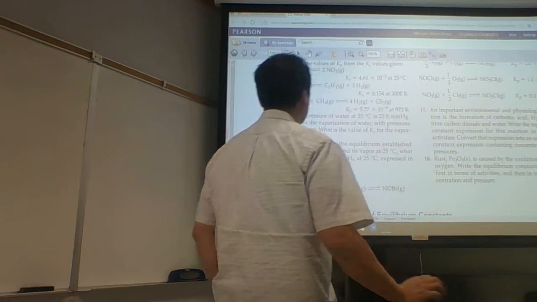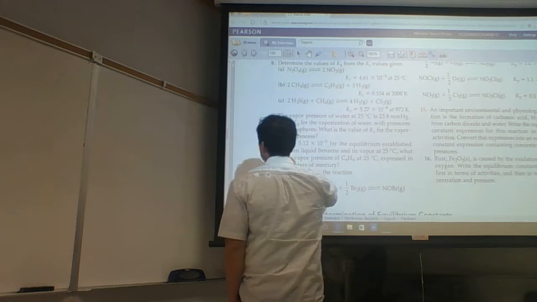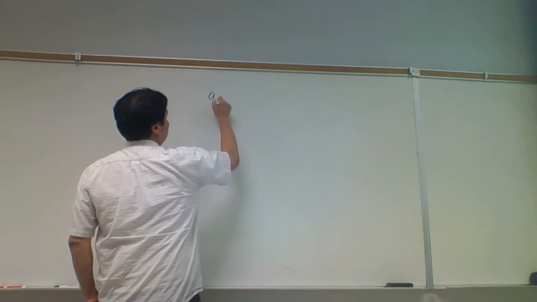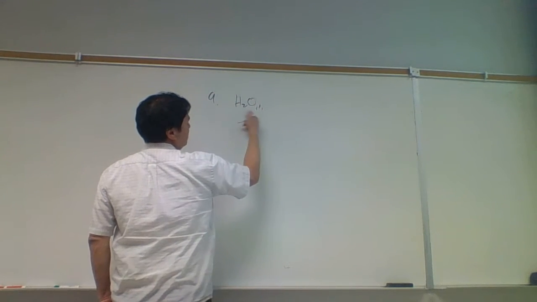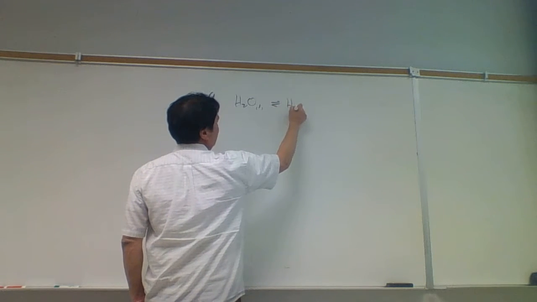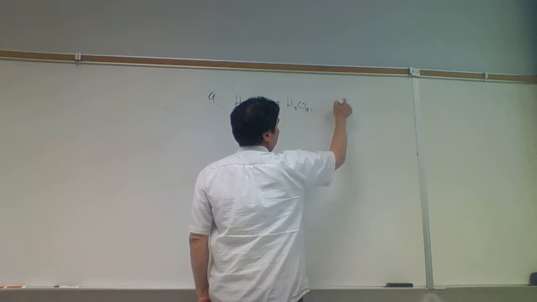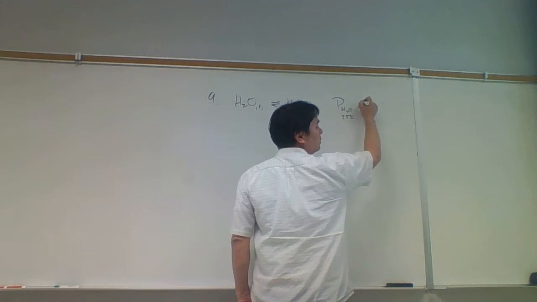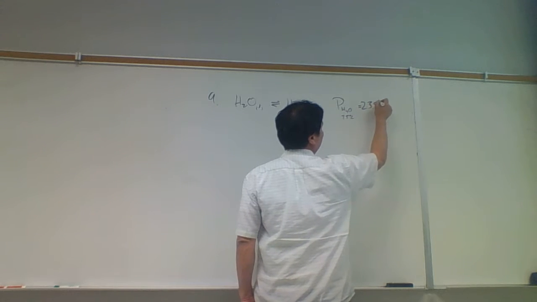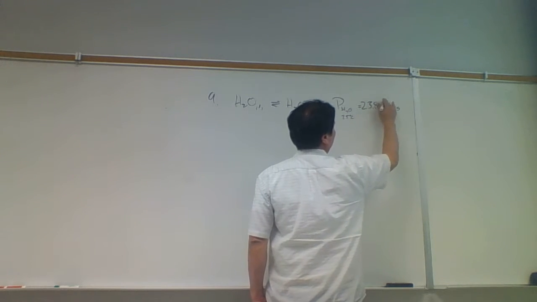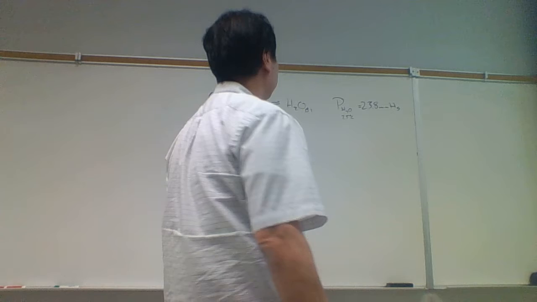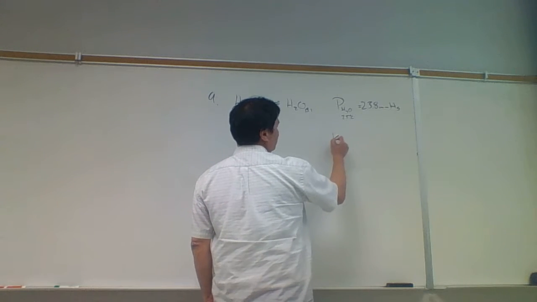Number 9, the vapor pressure of water at 25 degrees C is 23.8 millimeters of mercury. So here, vapor pressure is given by this equation. H2O liquid goes to H2O gas. And the vapor pressure of water at 25 degrees C is equal to 23.8 millimeters of mercury. Write Kp for the vaporization of water with pressures in atmosphere. Okay, so this is what's given. They want us to figure out what Kp is.